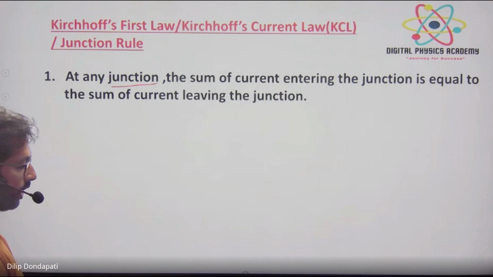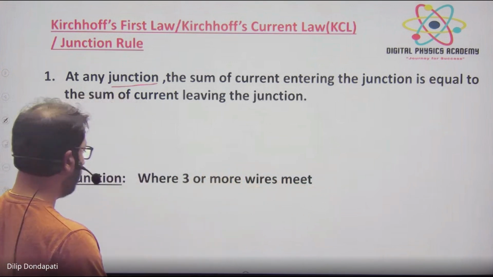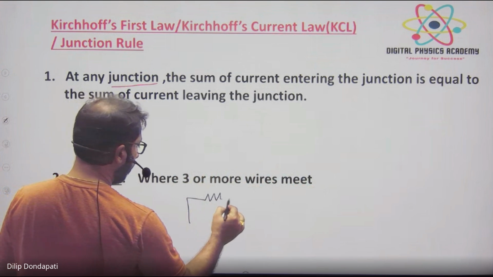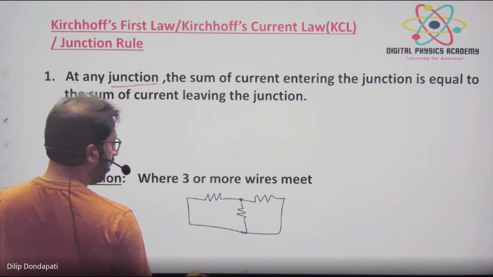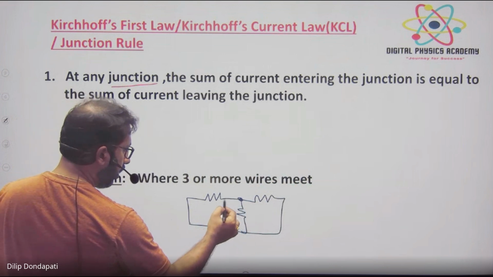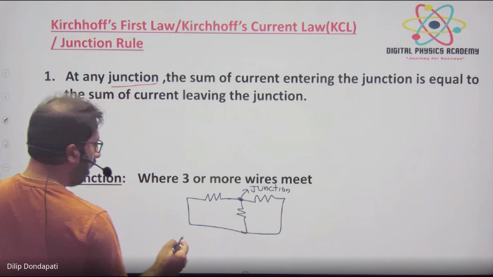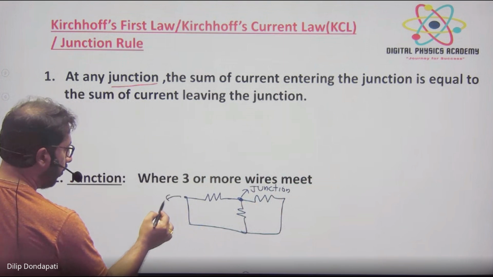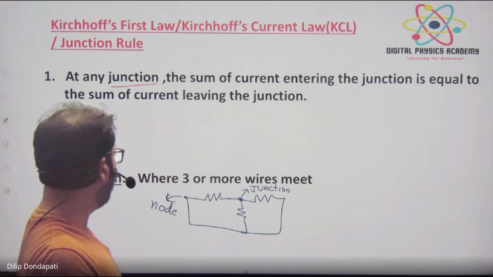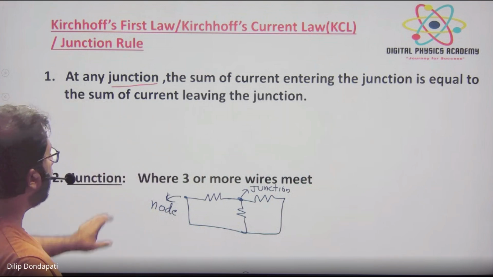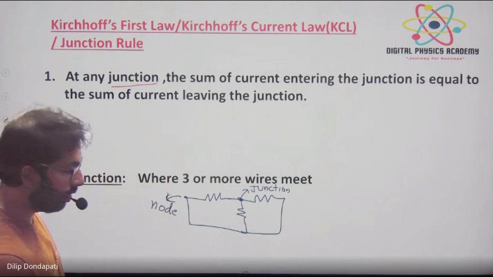Okay. What is the meaning of junction first? When three or more wires meet, that is called a junction. Suppose which is the junction? This is the junction, where 1, 2, 3 wires meet. And where two wires meet, that is called a node. Three or more wires meet, that is called a junction. At any junction, the sum of the current entering the junction is equal to the sum of the current leaving the junction. So that is simple.